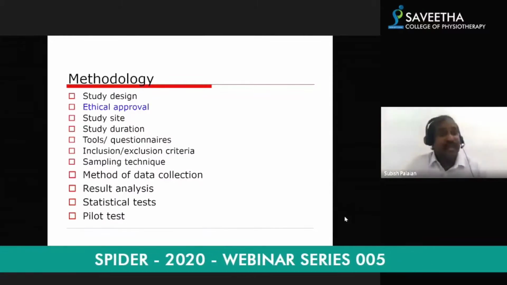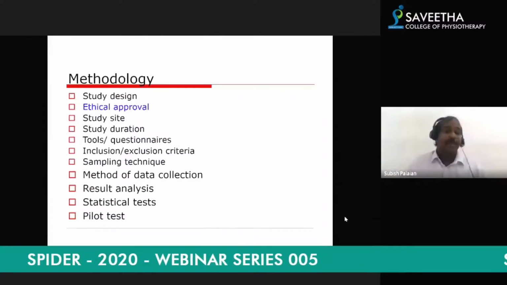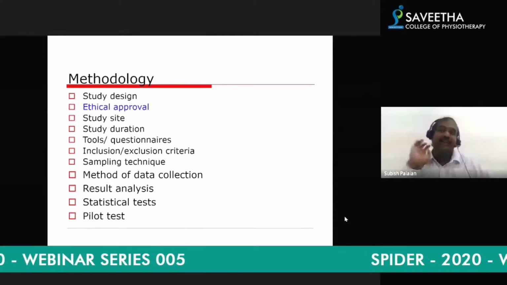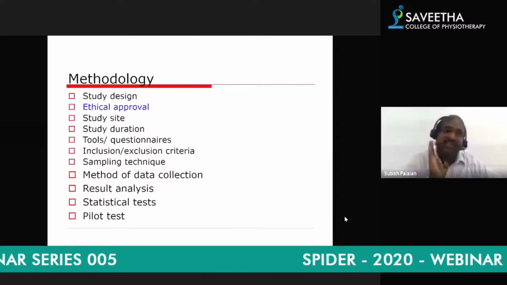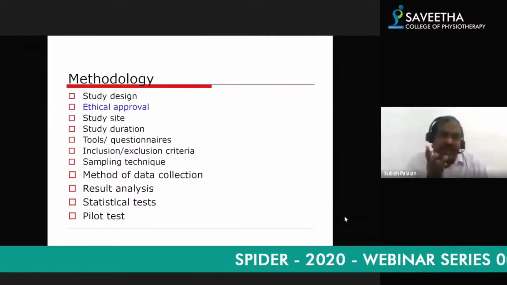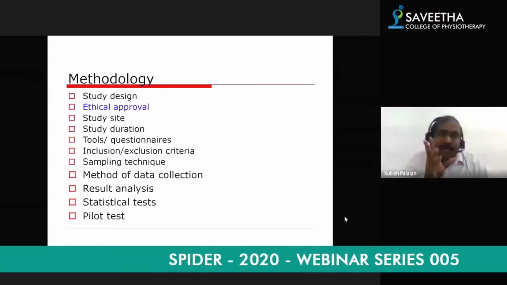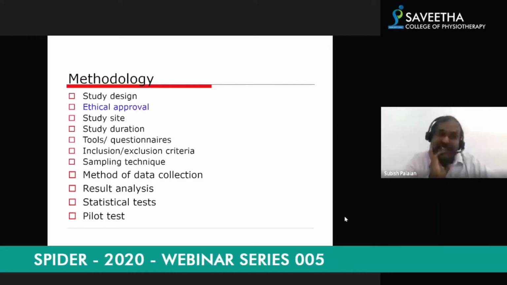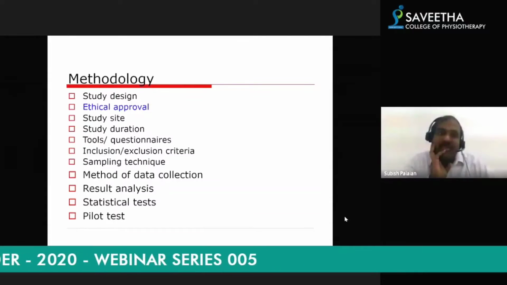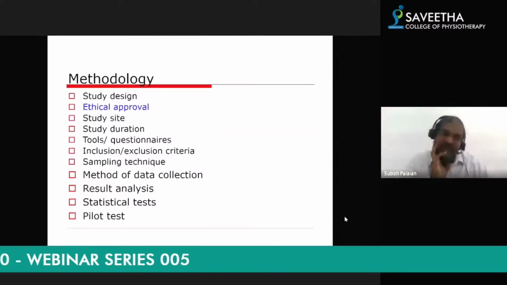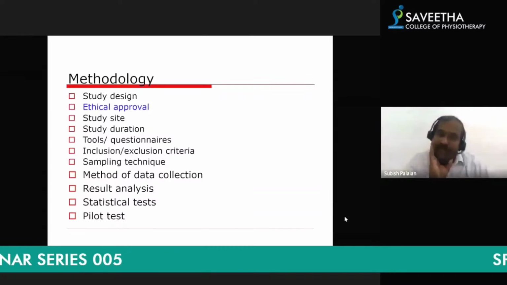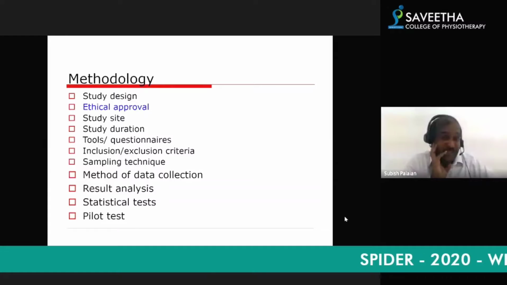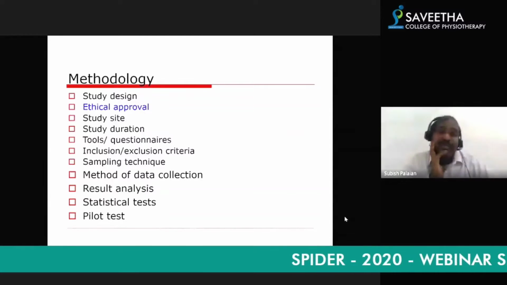So it should have a study design and ethical approval. Please make this point very clear. When you do a student research, you should have the ethical approval. Or if there is no ethical committee approval, maybe the college committee or the department should have issued a letter to you saying that this study is not going to cause any harm to individuals. So that ethical approval should be there. Many journals ask for the ethical approval letter to be attached along with the manuscript, right? So ethical approval is an important aspect.